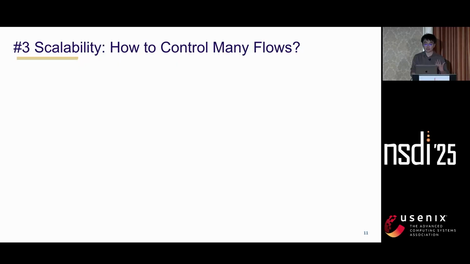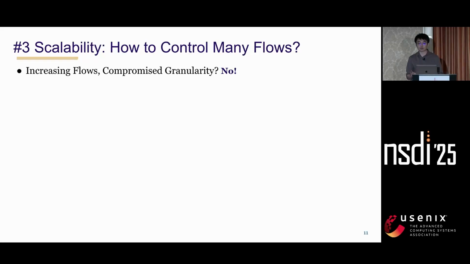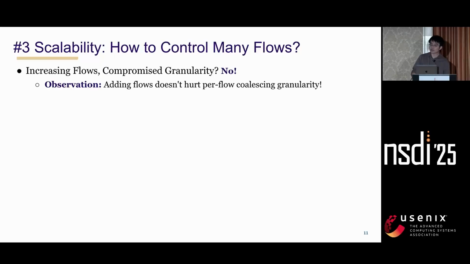The third challenge is about scalability: how to control many flows at the same time. Intuitively, as we increase the number of flows, it seems that we have to compromise the granularity. Actually, it is not always true. Next, we will present one simple yet effective observation. Adding more flows doesn't hurt per-flow coalescing granularity. Here, granularity means how many packets are coalesced into one event.